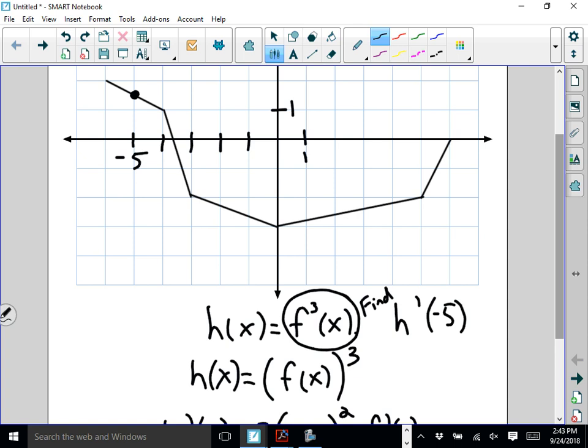So I know my slope is negative half. So every 1 I move to the right, I drop by half. So I went from 2, and I'm dropping by half. So I'm at 3 halves. So here's what I know. I know that f of negative 5 equals 3 halves. It's positive 3 halves because I'm above the x-axis here. What about f prime of negative 5?